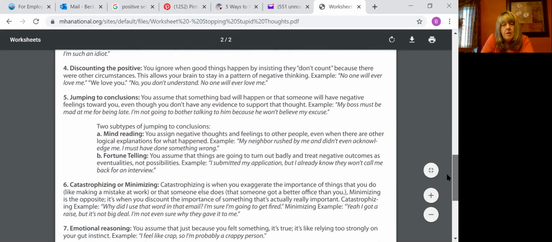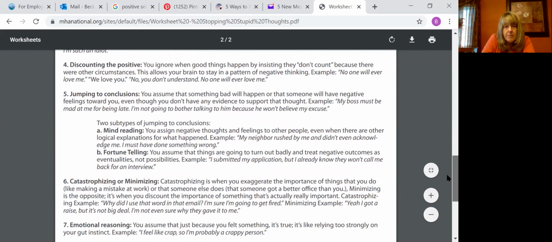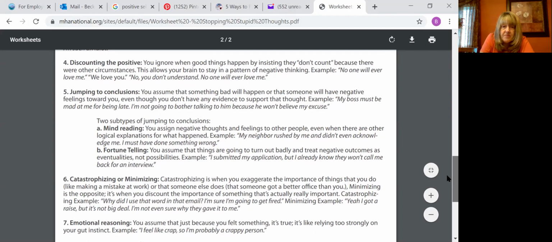Another example of a cognitive distortion is catastrophizing, or minimizing. Catastrophizing is when you exaggerate the importance of things that you do, like making a mistake at work, or that someone else does, like someone getting a better office than you. Minimizing is the opposite, when you discount the importance of something that actually was very important. An example of catastrophic thinking is, why did I use that word in that email? I'm sure I'm going to get fired.